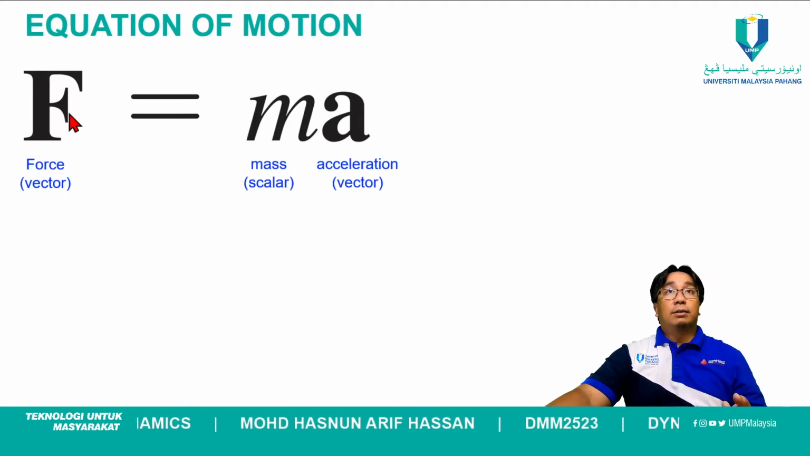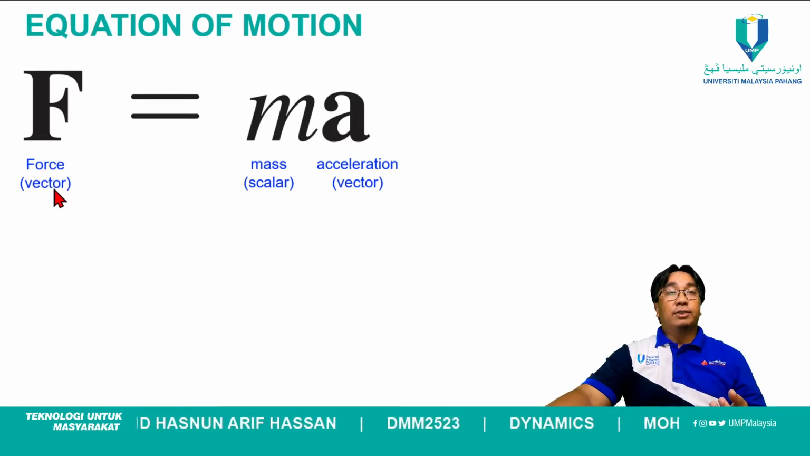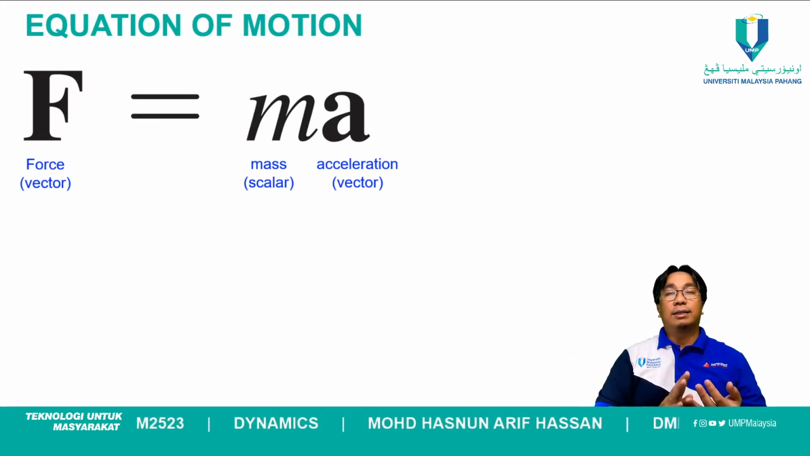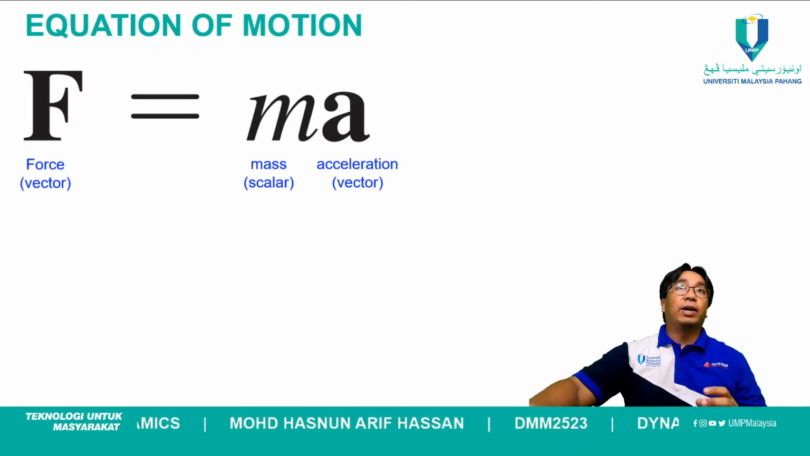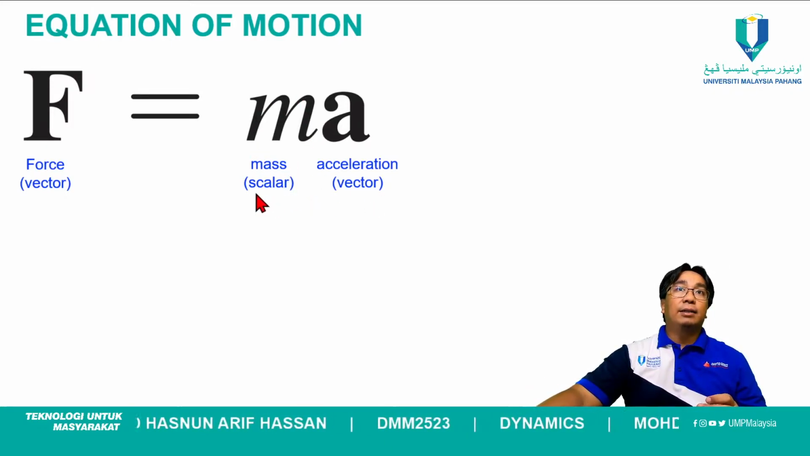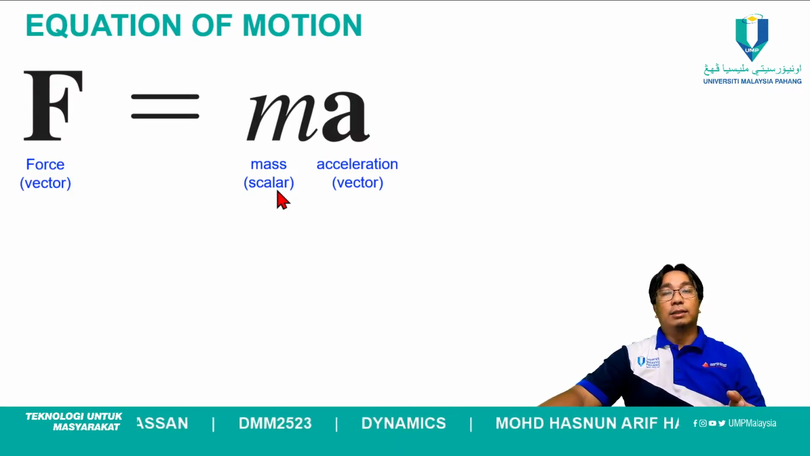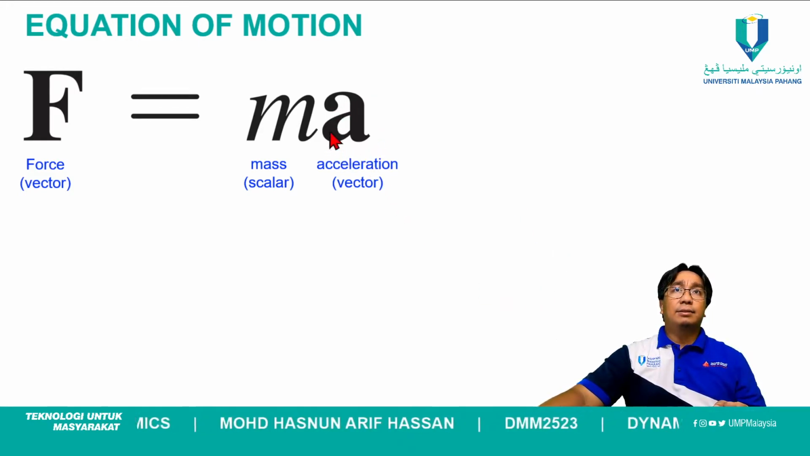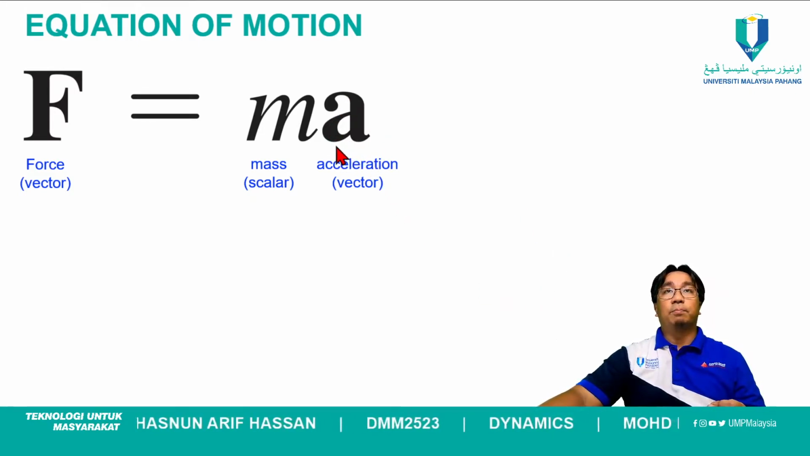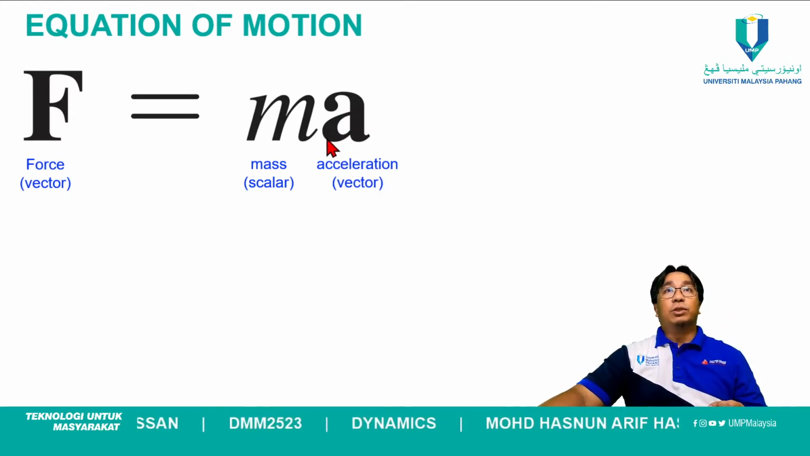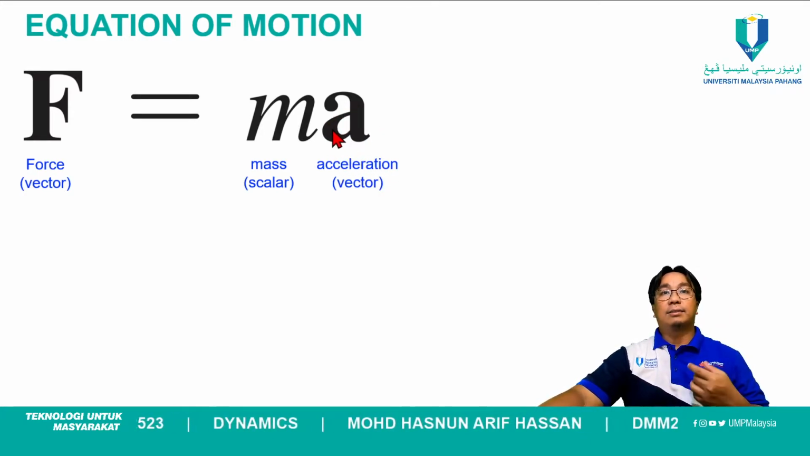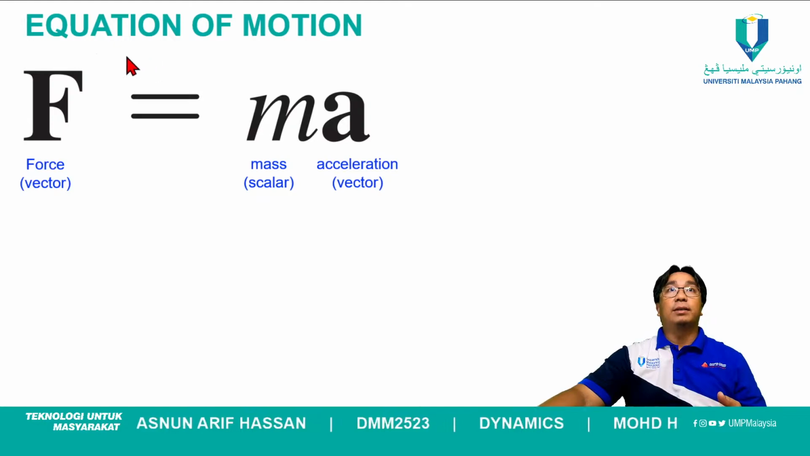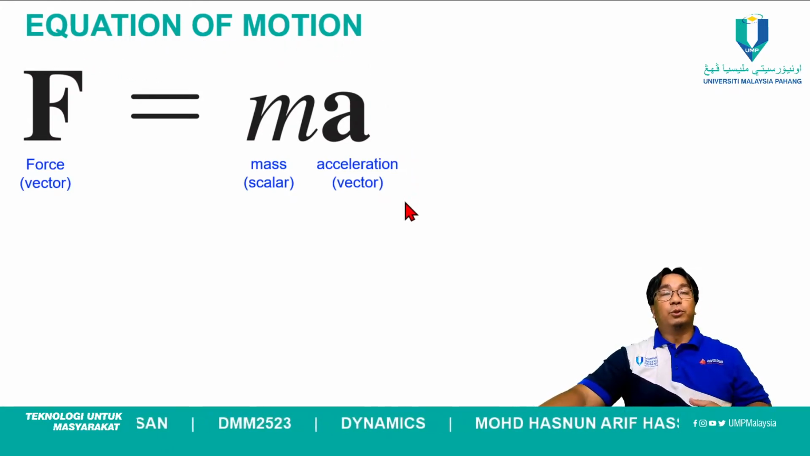If you look at how the formula is written, F is written with a bold typeface, which means that the force is a vector. Okay, apa maksud vector? Vector dia ada magnitude, dia ada direction. Mass, on the other hand, is not a vector, is a scalar quantity. It has magnitude, tapi dia tak ada direction. And the last parameter is the acceleration, which is also a vector. Acceleration has magnitude as well as direction. So F equals to ma is known as the equation of motion.